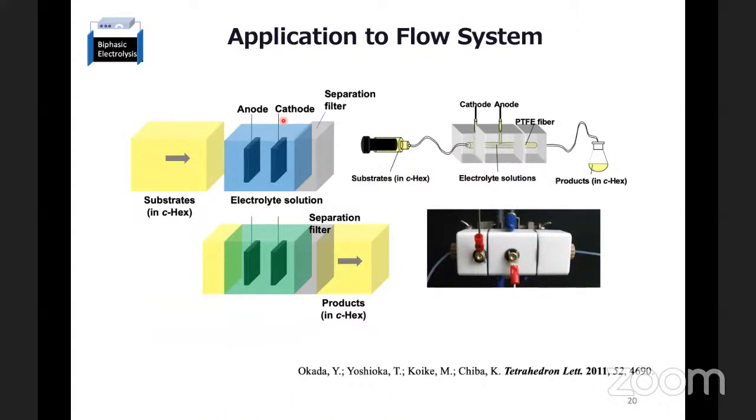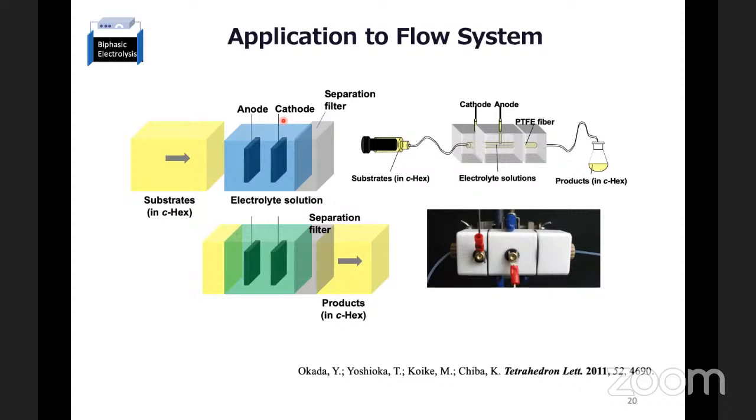In addition, we have developed a flow-type electrolyzer that utilizes the properties of this two-phase solution. Our goal is illustrated in the conceptual diagram on the left. The blue-colored electrolyte solution is fixed in the cell, and the yellow-colored cyclohexane solution that dissolved the substrate is used as a mobile phase to continuously electrolyze and obtain the product as a cyclohexane solution.